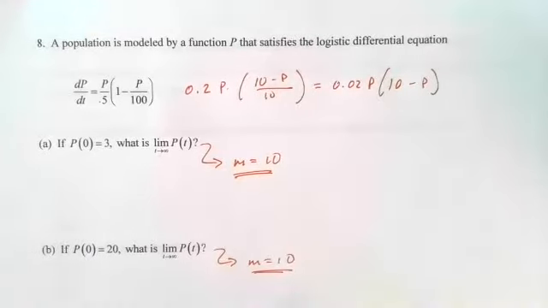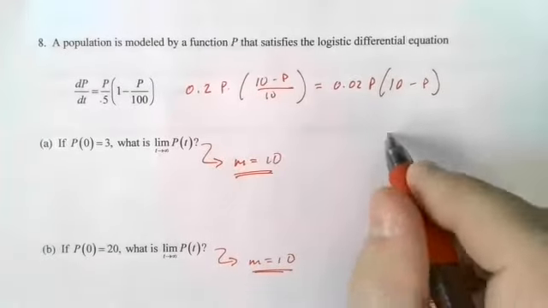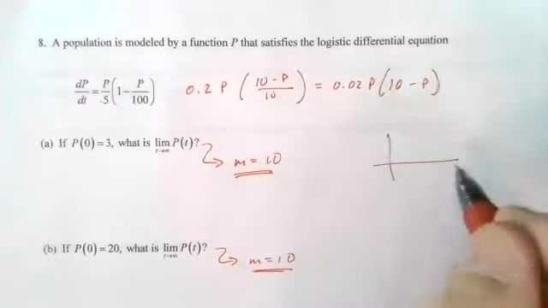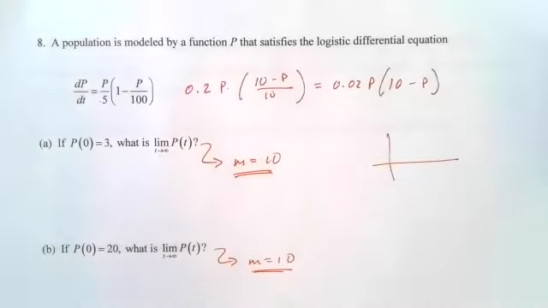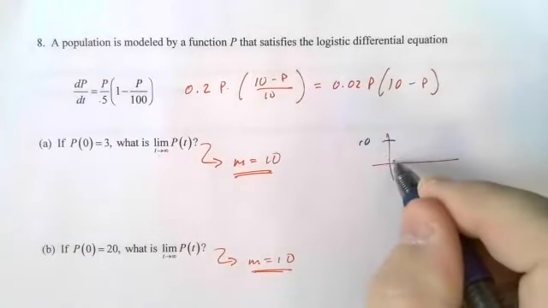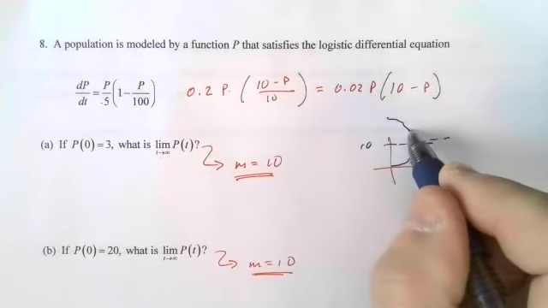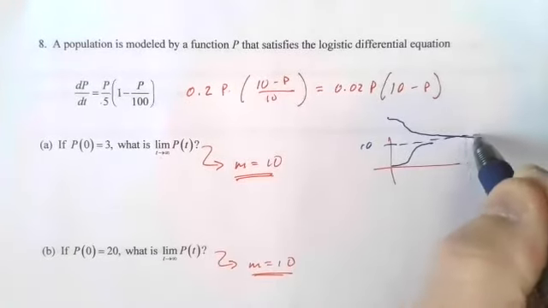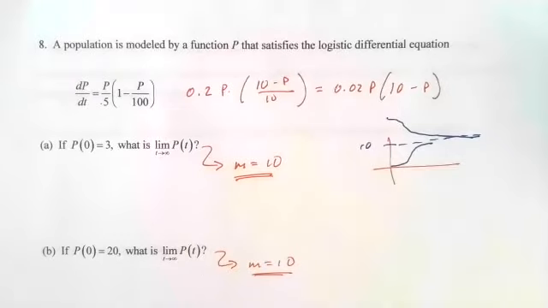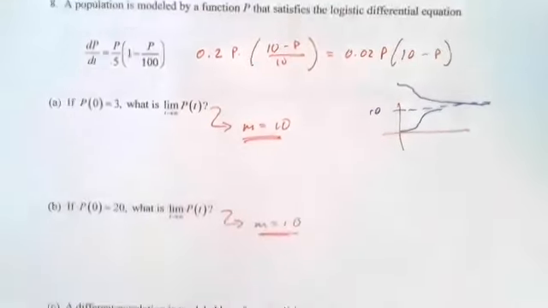All right. Either the curve's going to be, here's 10, doing your classic logistic. Or if you start up here, it's going to come back down, go underneath the line, and end up there. Doesn't matter where you start.